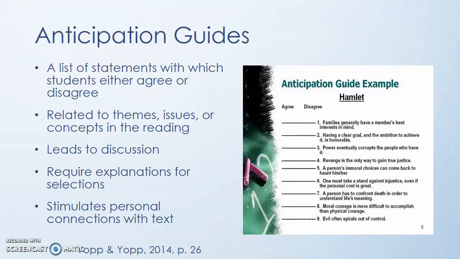The first one is anticipation guides. These are used quite frequently, and it's just a list of statements with which students either disagree or agree. They're typically related to themes, issues, or concepts in the reading. They lead to discussion. They are also a good opportunity to provide explanations for students' opinions. And they stimulate personal connections with the text. And here we have an example of an anticipation guide you may find prior to reading Hamlet.